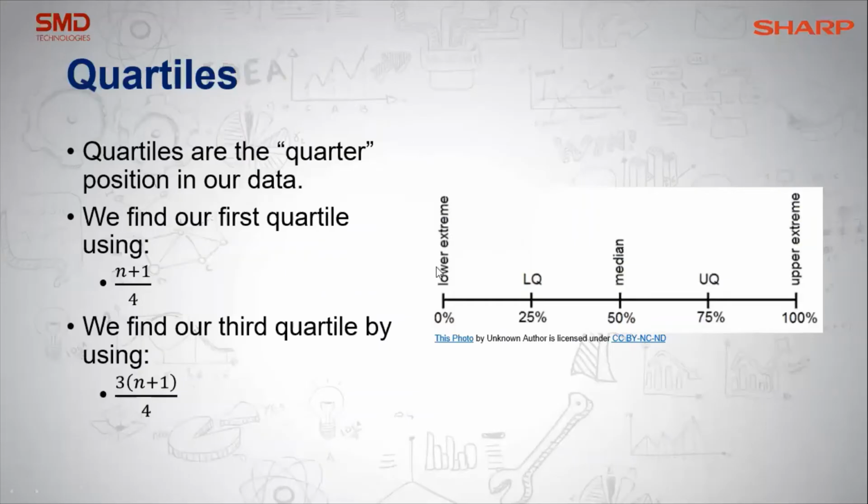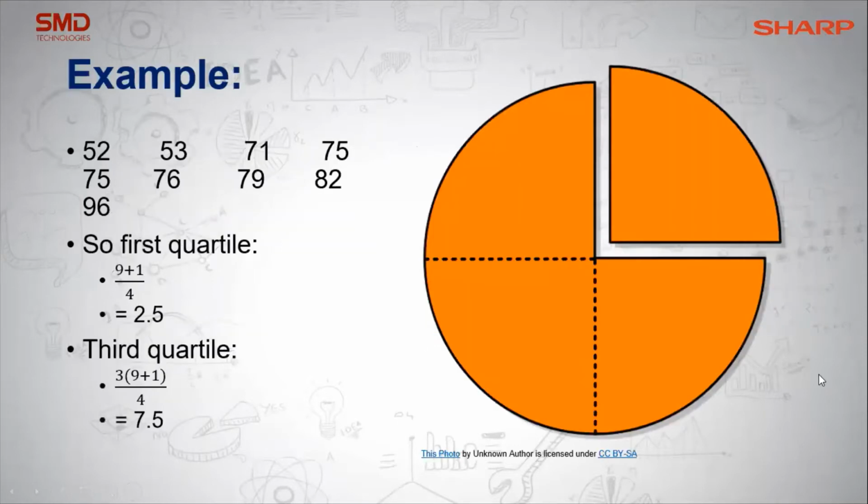we were discussing quartiles, okay, and then of course for the third quartile we are going to divide it by 4, but we're going to multiply it by 3 because there are 3 quarters. Okay, so let's look at our example. I've taken the same data, and we're looking at 9 plus 1. So 9 plus 1 is 10, divided by 4 is 2.5, so position 2.5, which is between 53 and 71.